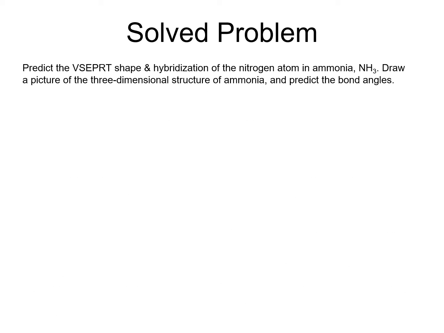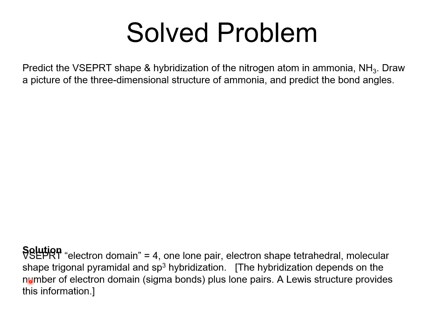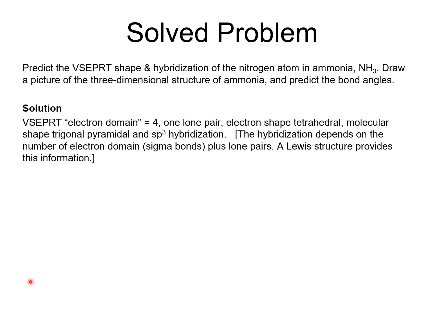So here's a solved problem. The solved problem is you're to predict the VSEPR shape and hybridization of the nitrogen atom in the molecule ammonia. You are to draw the picture of the three-dimensional structure of ammonia, and you're supposed to predict the bond angle. Okay, so here's my solution.